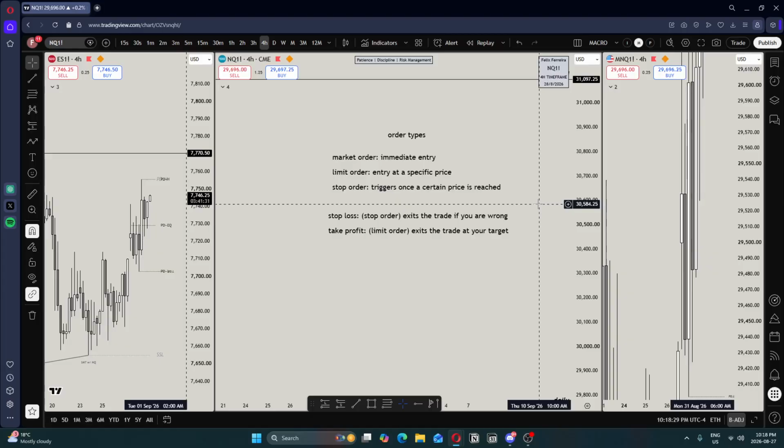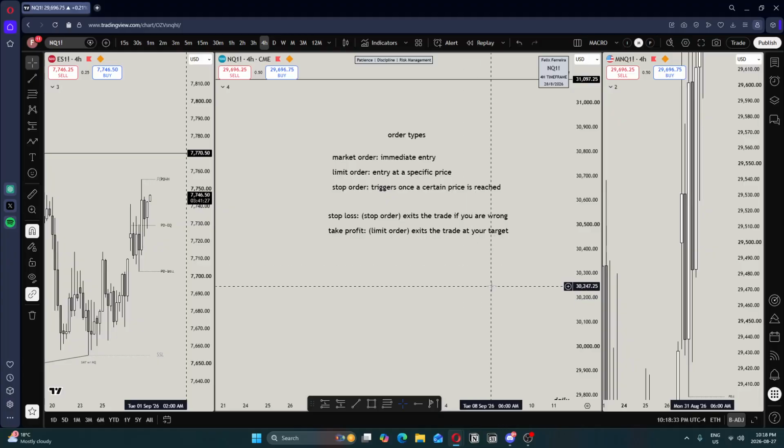A limit order is a specific price or level that you want to enter at. You're not entering immediately. You're setting the limit order at a specific price, and if or when price reaches your limit order, you will get filled into your position at that precise area.